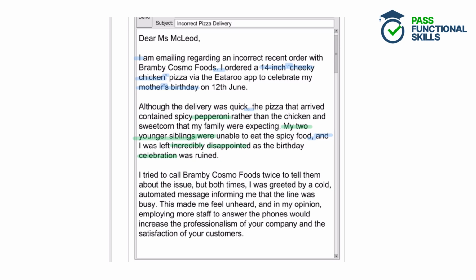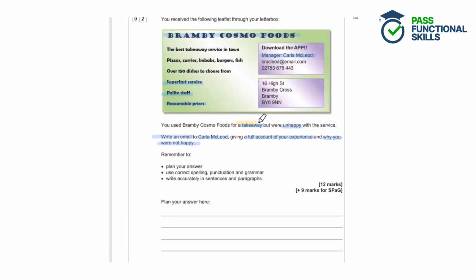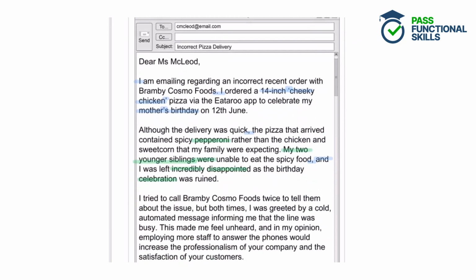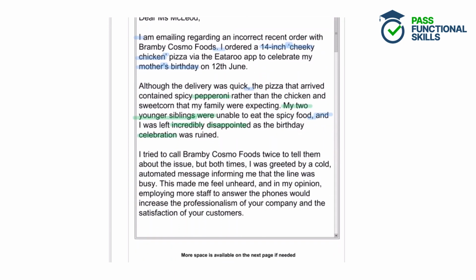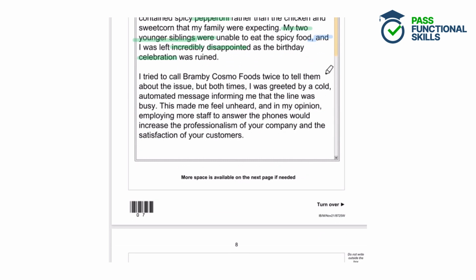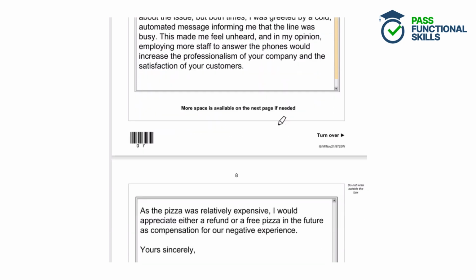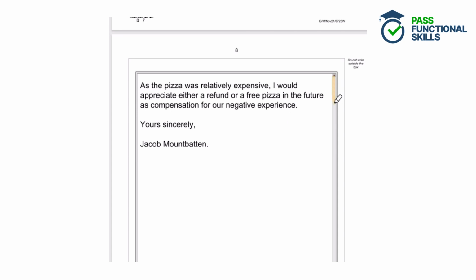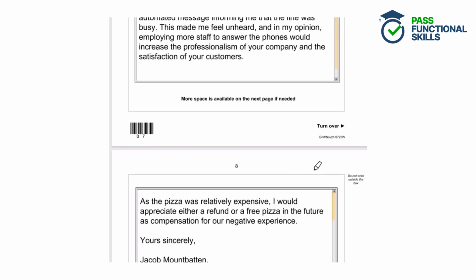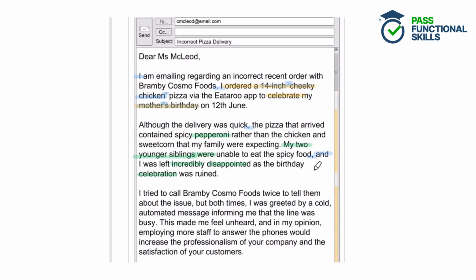So we have been asked to talk about a takeaway that we were unhappy with, and that has been done throughout the answer here. We've given details about what happened, so the pizza that they ordered, why they ordered it to celebrate the mother's birthday, and then explained what happened after that, why they were unhappy. So what was wrong with the pizza is explained here, and then how they tried to resolve the issue but were unable to do so because of further problems with the staff and the phone lines. And then finally, they've added a little bit of extra detail about what they would like to happen as a result going forward. Now, all of this is really relevant to the topic of the question and to what the question has asked you to do.